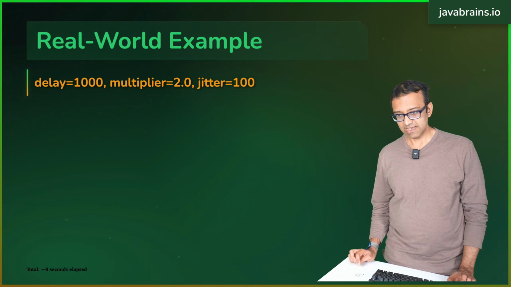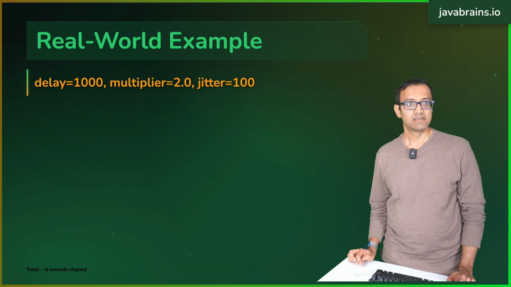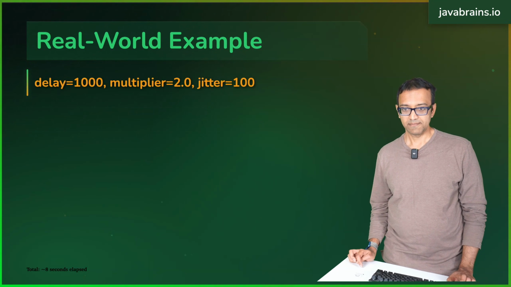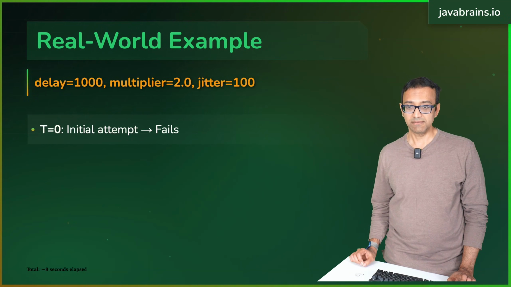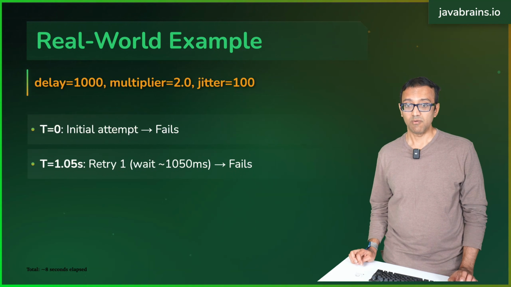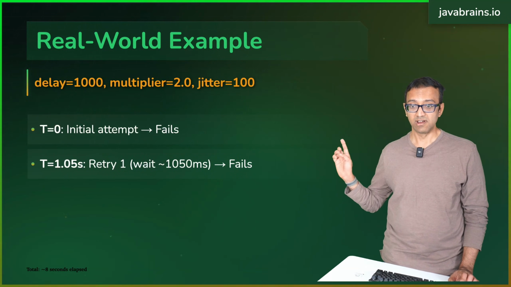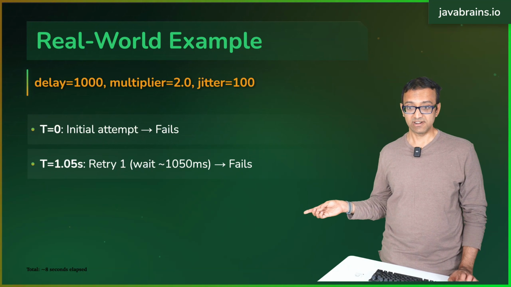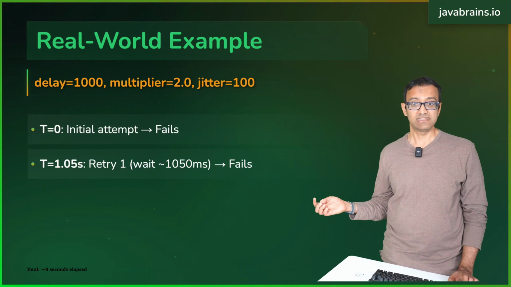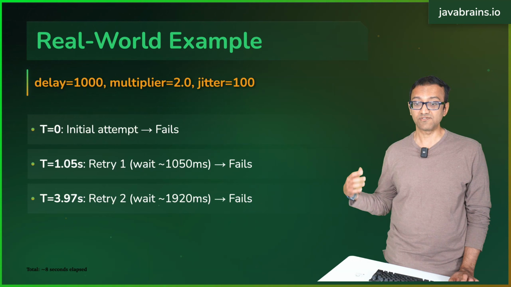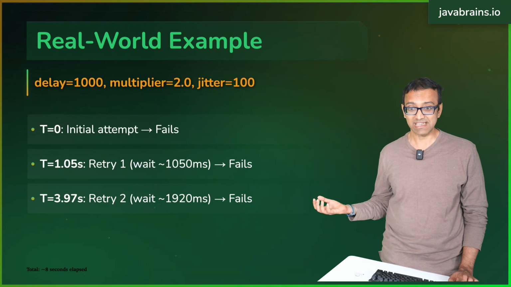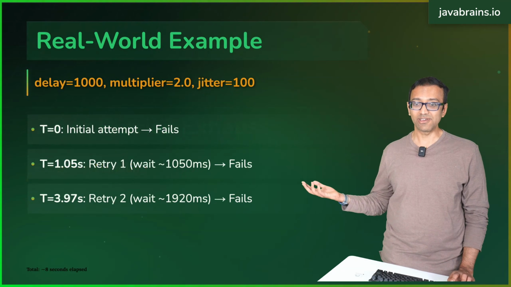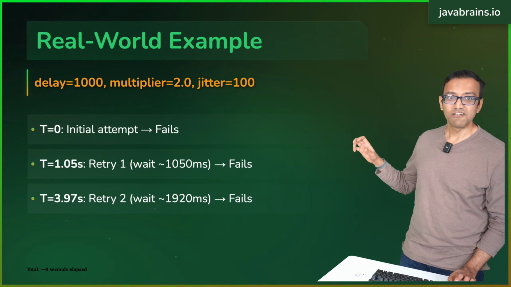All right, here's a real world example. We have a 1,000 millisecond delay, multiplier of 2, and a jitter of 100. So the first attempt fails at T0. On the second attempt, at about 1.05, it waits for 1 second with a jitter of 50 milliseconds, and then it fails. Then it waits for 2 seconds, and now it's a little less jitter, like 80 milliseconds, and then the third. You get the idea. So this is how it works with the jitter.